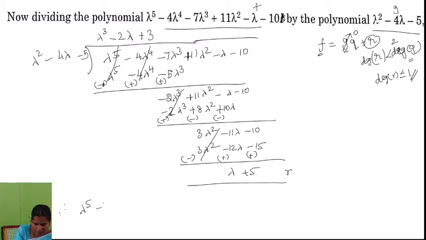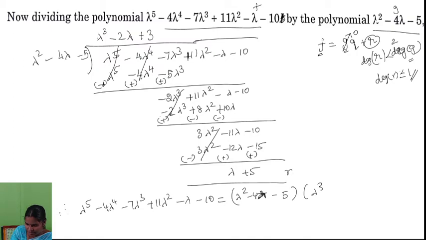Therefore lambda power 5 minus 4 lambda power 4 minus 7 lambda cube plus 11 lambda square minus lambda minus 10 can be written as, what is the polynomial g here? Lambda square minus 4 lambda minus 5 into the quotient, lambda cube minus 2 lambda plus 3, plus the remainder, lambda plus 5. Here by Cayley-Hamilton theorem, this term becomes 0. Therefore this whole term becomes 0.